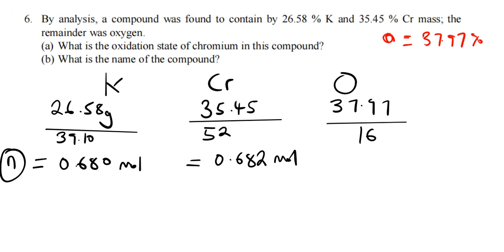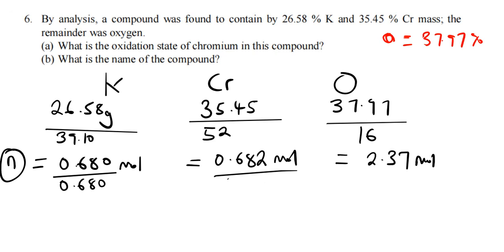37.97 divided by 16. For oxygen, I'm getting 2.37 moles. Okay, so those are the moles of oxygen, and we're supposed to divide all of them by the smallest one. So the smallest one is going to be which one? Okay, the one that has 0.680. So in this case, I'm going to divide by 0.680. So now what is going to be the ratio for all these ones?